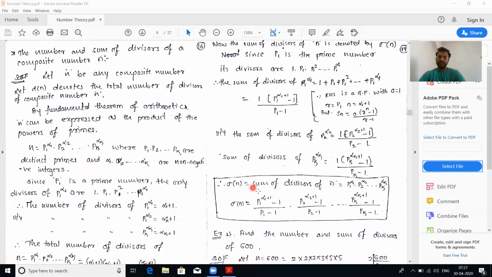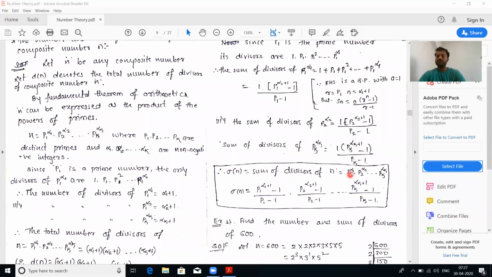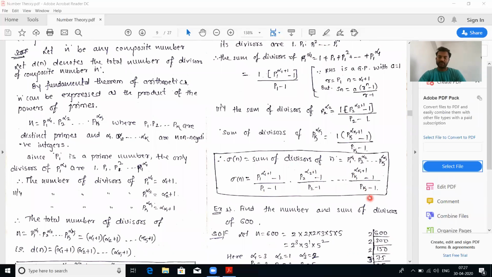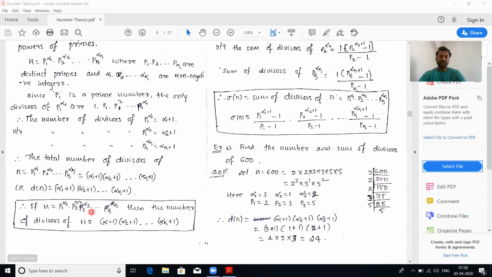Therefore, sigma n, the sum of divisors of n, where n is p1 raised to alpha 1 into p2 raised to alpha 2, and so on up to pk raised to alpha k, is equal to p1 raised to alpha 1 plus 1 minus 1 divided by p1 minus 1, into p2 raised to alpha 2 plus 1 minus 1 divided by p2 minus 1, and so on up to pk raised to alpha k plus 1 minus 1 divided by pk minus 1. So this is the formula for finding the sum of divisors, and the earlier formula is for finding the total number of divisors.